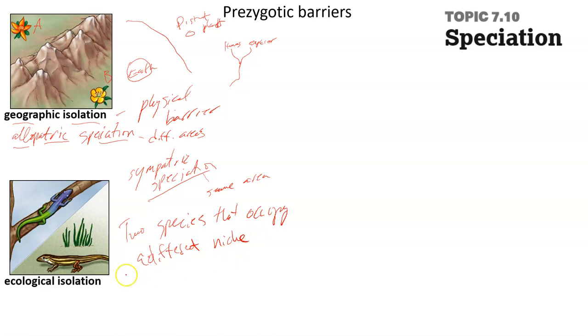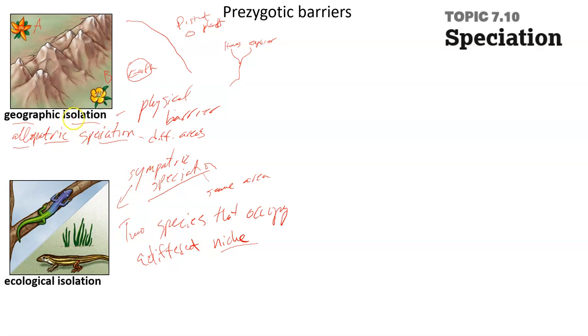Will not be able to interbreed, right? So different lizards, maybe that occupy a different part of this food chain, right? Maybe one eats these grasses, one climbs on trees and eats these leaves. They live in the same area, but they're slowly going to speciate because they have different diets and they occupy a different ecological niche. So this is an example of sympatric speciation, which is ecological isolation.